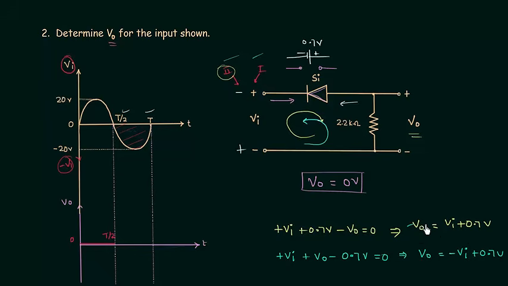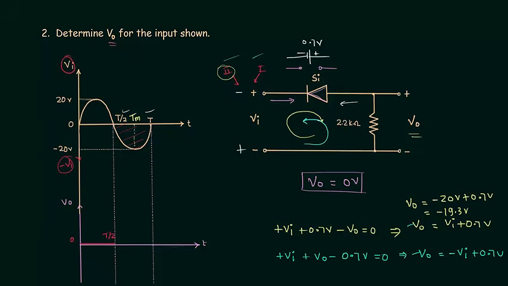We can use both these equations to obtain the output voltage, but we have to be careful. Let's take one example to find out the difference between the two equations. Let's say at time Tm we want to calculate the output voltage. Input voltage is equal to minus 20 volts. So VO is equal to minus 20 volts plus 0.7 volts. It is equal to minus 19.3 volts.